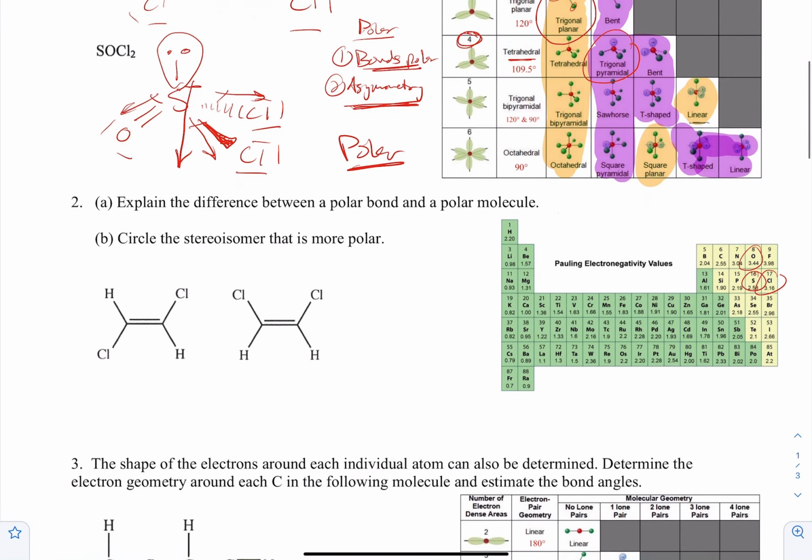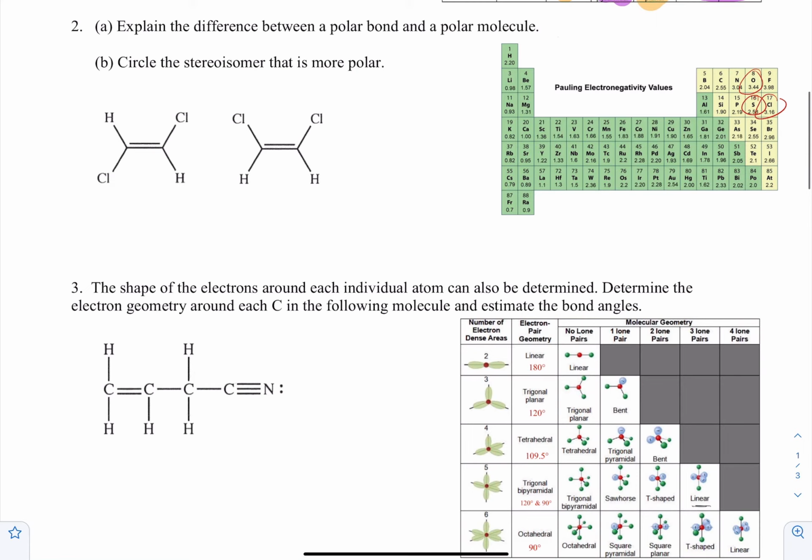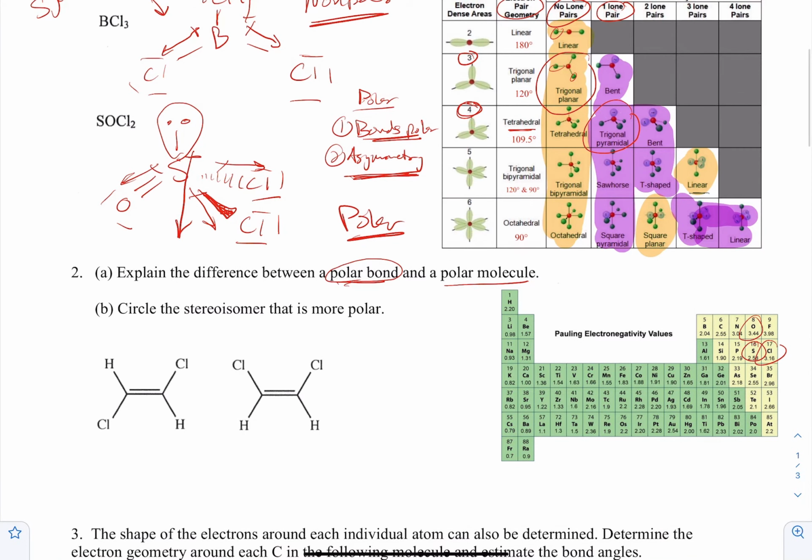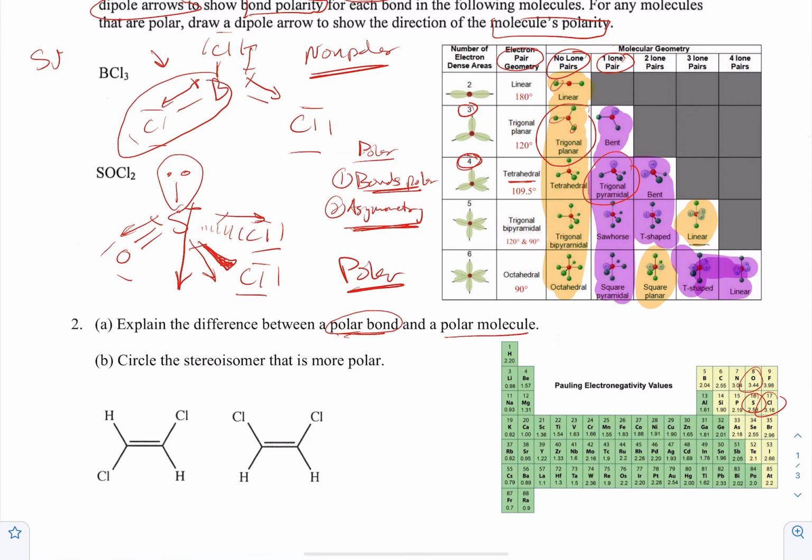We're going to move on to number 2. We've kind of talked about this a little bit. Explain the difference between a polar bond and a polar molecule. Okay, a polar bond, you can have that electronegativity difference, right? We determined that these bonds were polar, right? Between boron and chlorine. However, we were not able to determine that it was a polar molecule, right? So polar molecule has to do with the symmetry of the molecule. This has to do with the electronegativity differences between the 2 atoms that are bonding. Okay. All right.